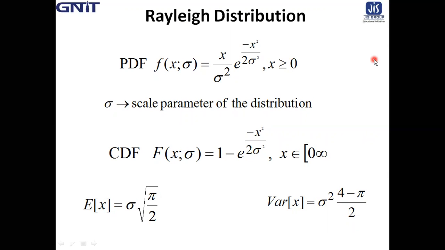If we want to find the CDF, that is simply integration. After integrating it, it becomes 1 minus e to the power minus x square by 2 sigma square. Its mean and variance is sigma square (4 minus pi) by 2.